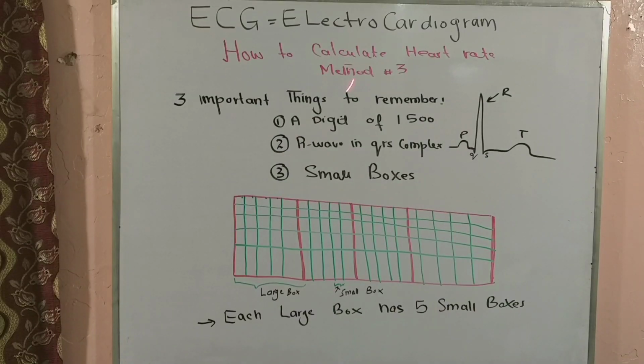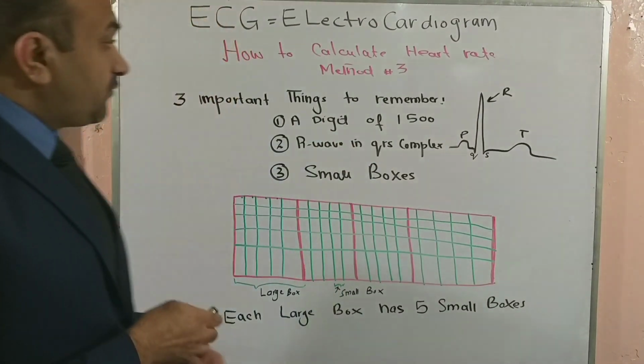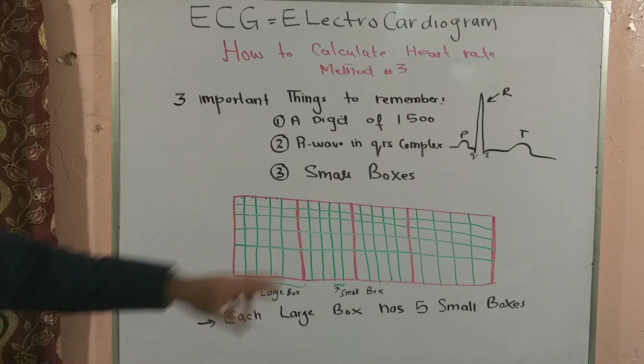So in this method, which we call the method 3 to calculate the heart rate from the ECG paper, there are three very important things which we should remember. One is a digit of the 1500. This is a fixed digit, a digit of 1500.